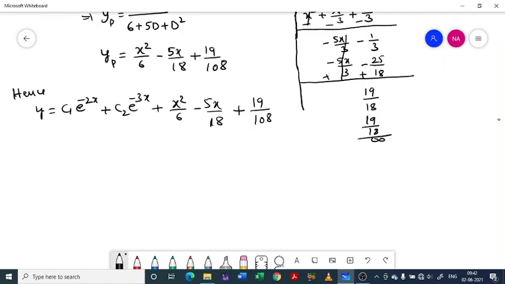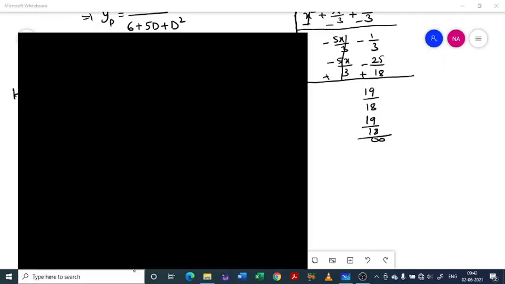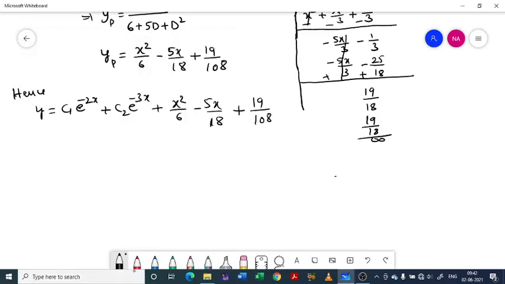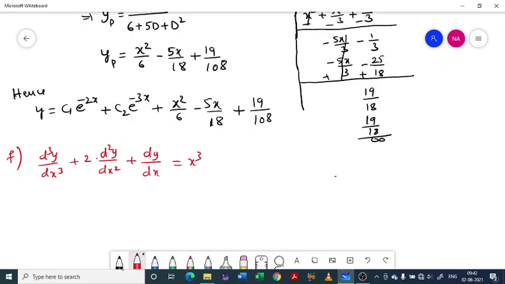So that problem is problem F. d cube y by dx cube plus 2 into d square y by dx square plus dy by dx equal to x cube. Solution.